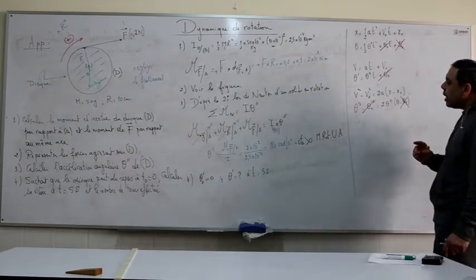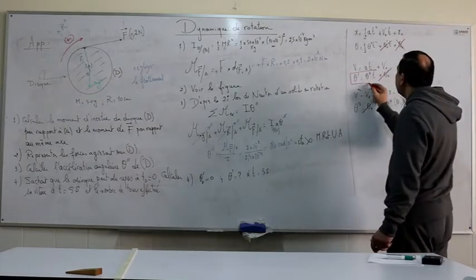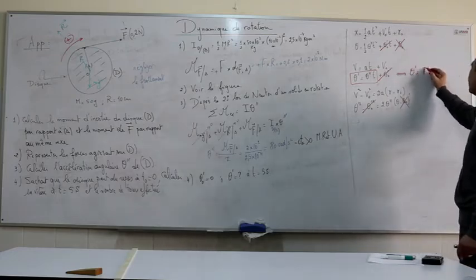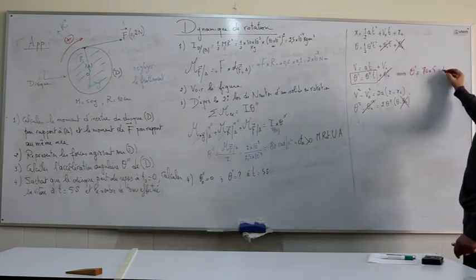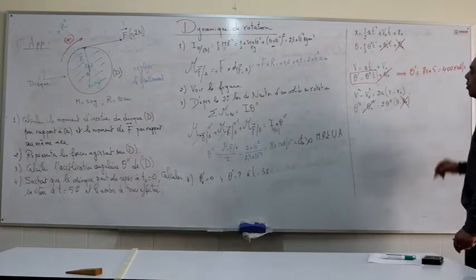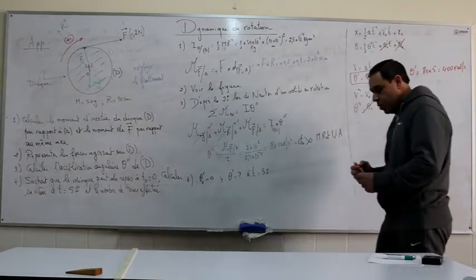Now, if we go back to what's given, we have t, which is equal to 5 seconds. So we use this equation. Theta prime equals 80 times 5, which is 400 radians per second. This is the angular speed of the disk at t equals 5 seconds.